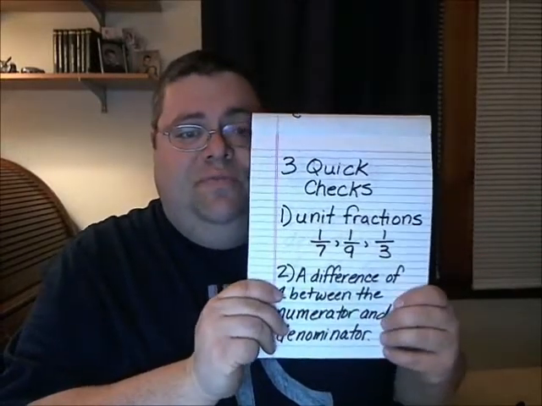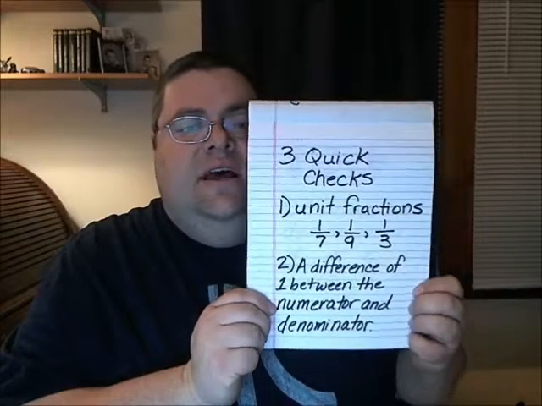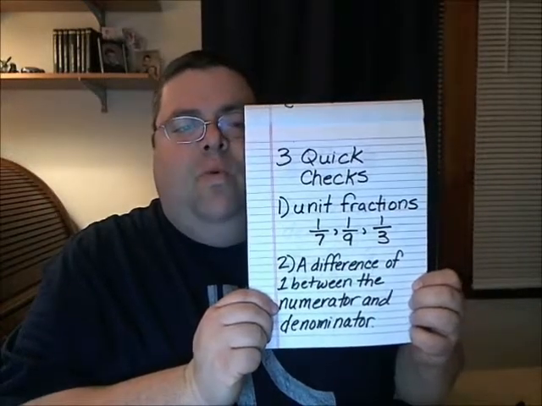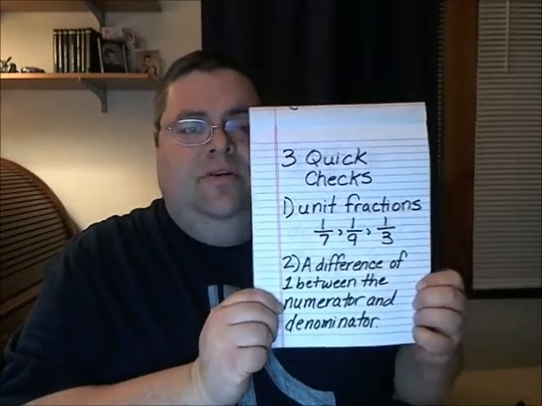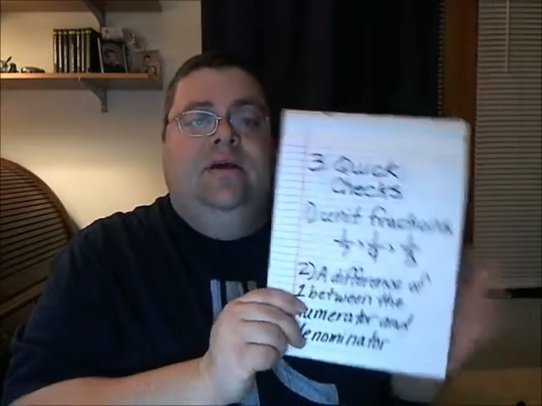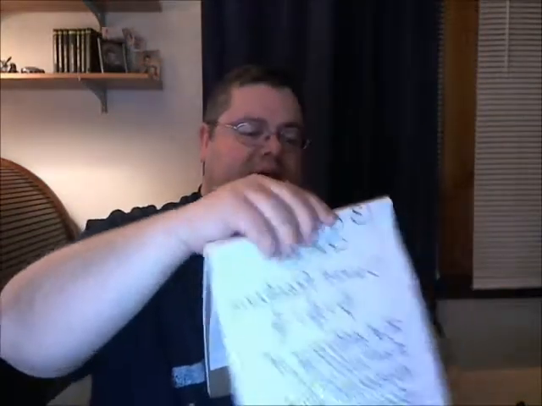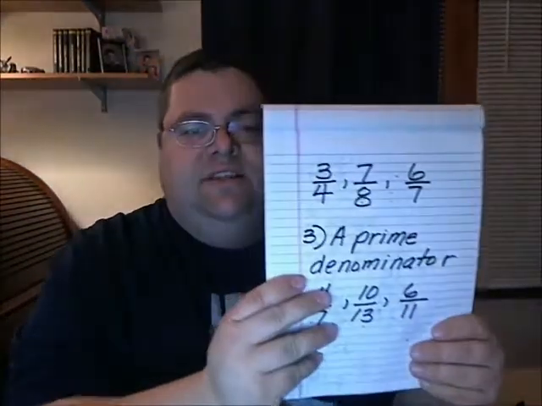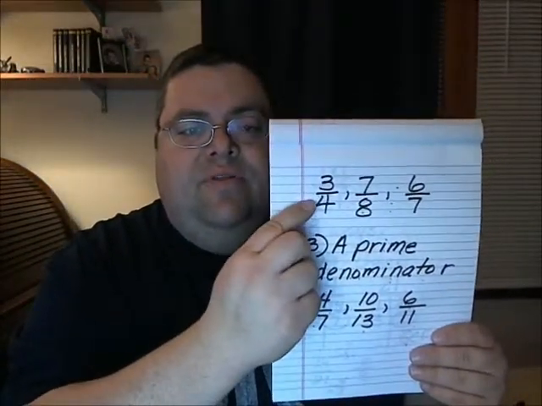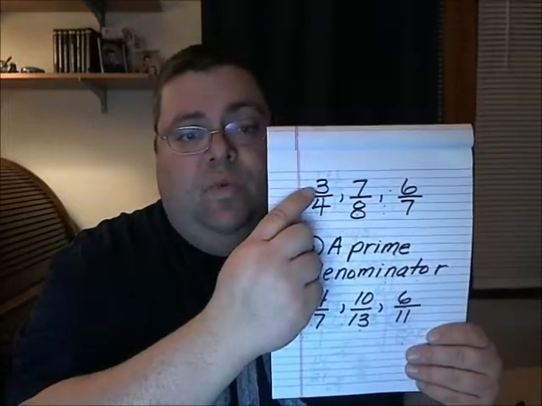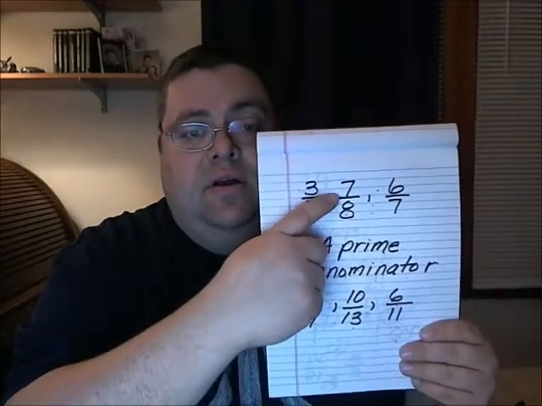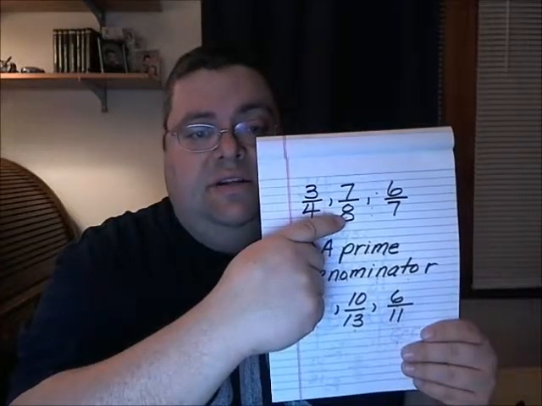That's simplest form. A second way is that if there is a difference of 1 between the numerator and the denominator. So what that really means, and we'll flip the page here to look at some examples, is if I end up with fractions like these at the top, if I end up with 3/4, you'll notice the numerator is 1 less than the denominator. The numerator is 1 less than the denominator.